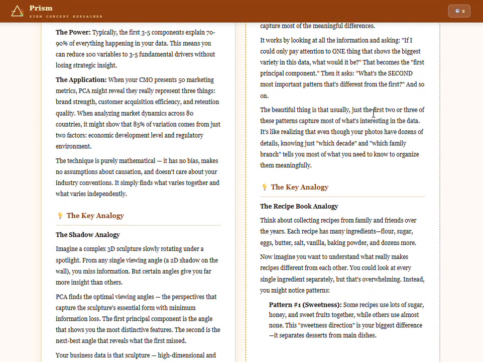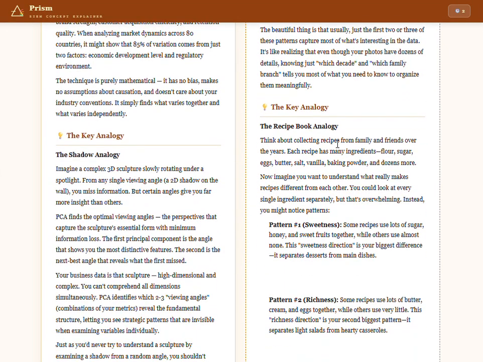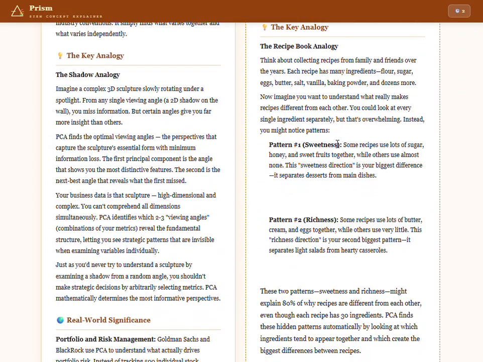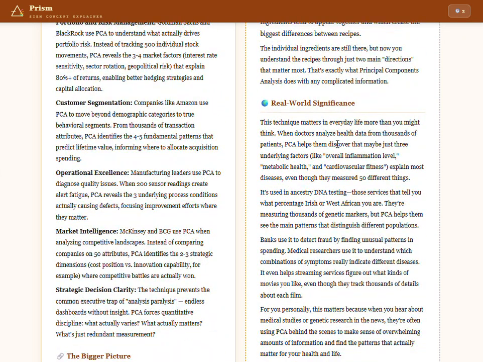So we can say that just the first 2 or 3 of these patterns will capture most of what's interesting. So they have dozens of details, but just knowing which decade and which family branch tells you what you need to know to organize them meaningfully, right? So we have found the directions that hold the most meaning, and these are our principal components. So again, in the analogy, a recipe book analogy. So these are really nice ways to explain this concept to the target audience that we have chosen here.